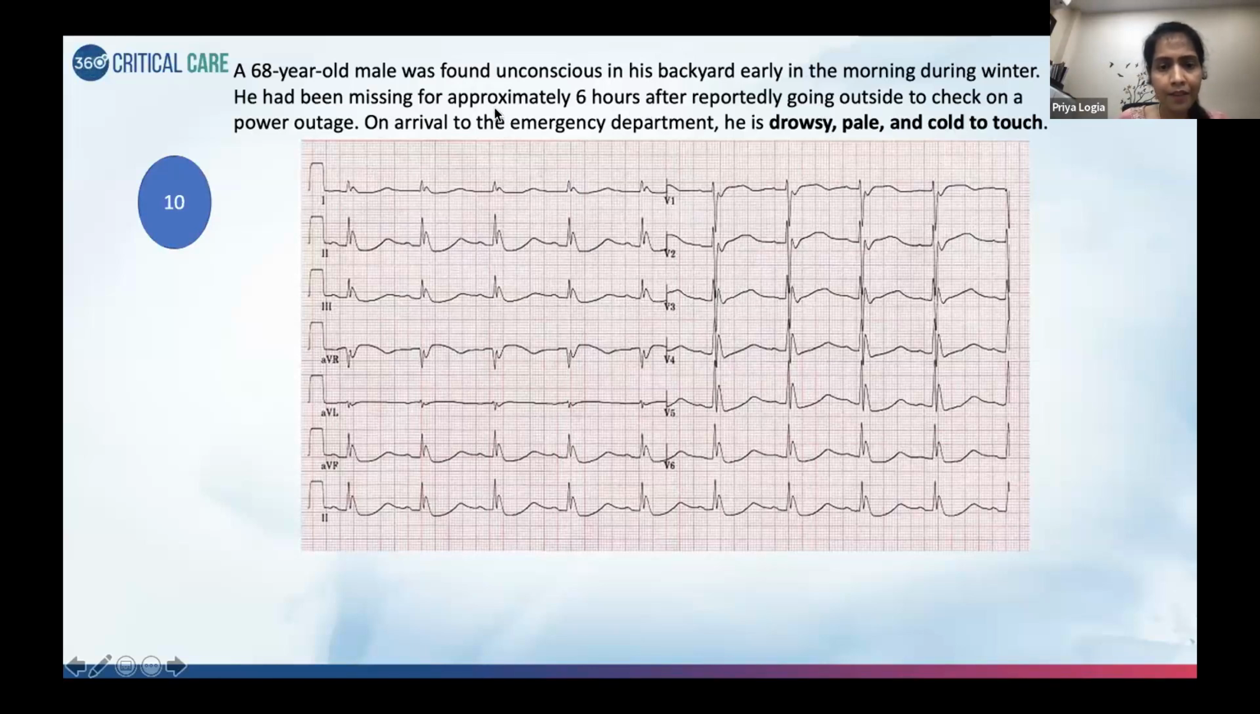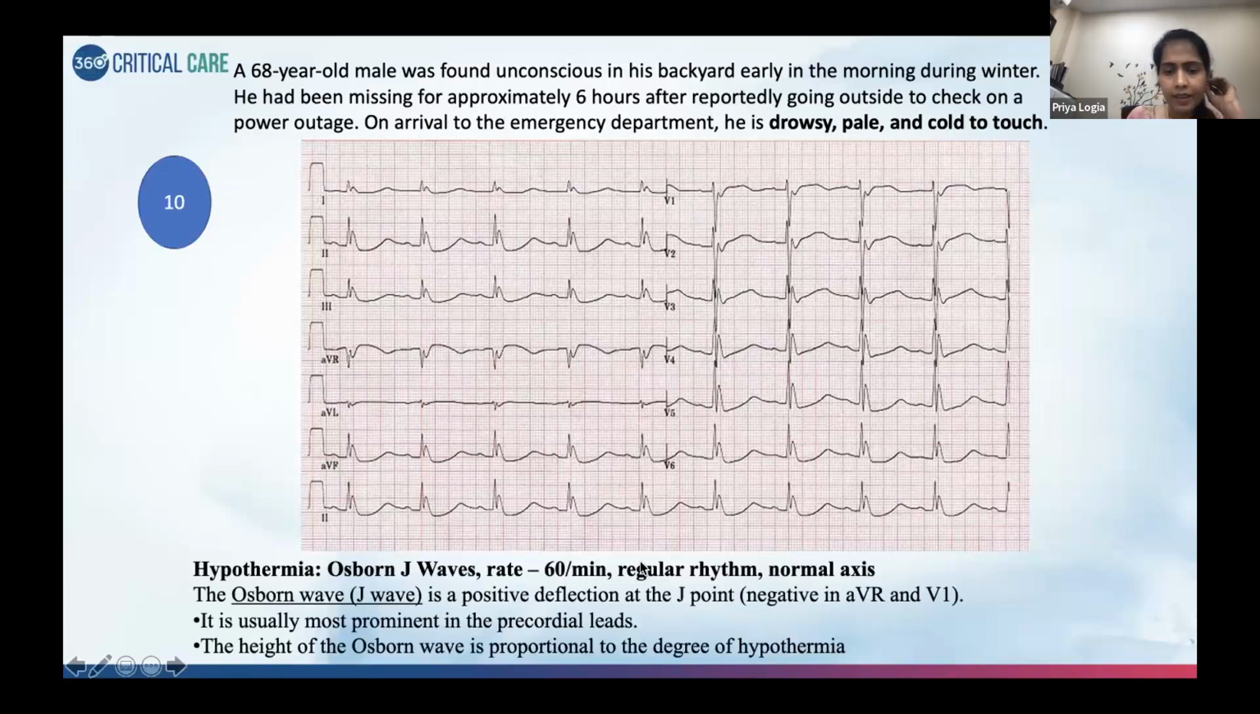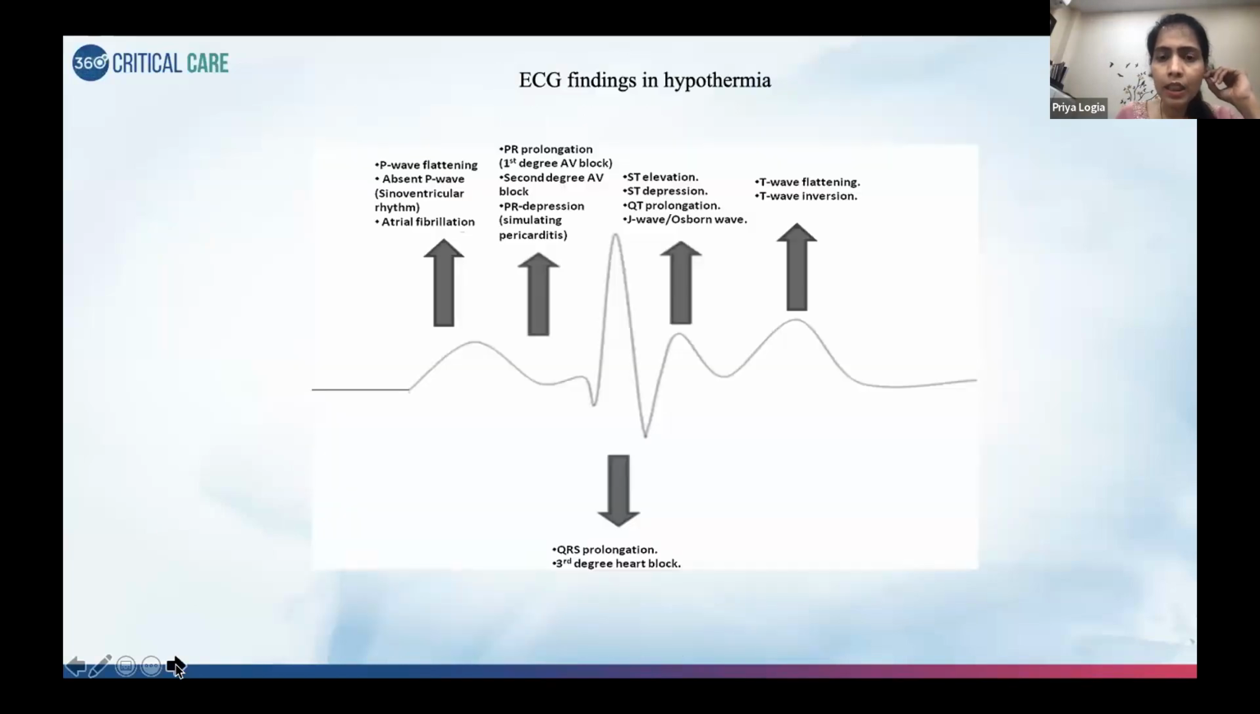So Osborne waves, yes. So the rate, rhythm, axis, and then you find a J point elevation, a positive deflection in almost all the leads, okay? Especially in almost all the chest leads, and usually it's more prominent in the precordial leads. The height of the Osborne wave is almost proportional to the degree of hypothermia. So these are the findings you can appreciate in hypothermia, okay?